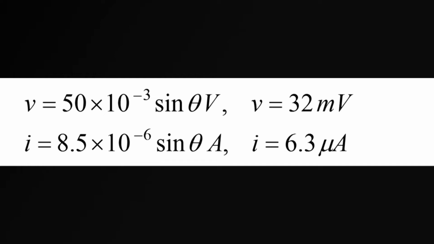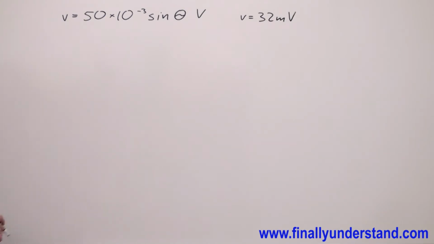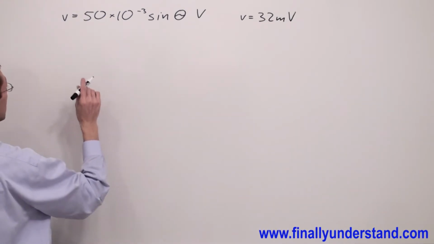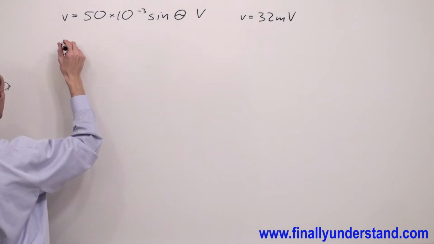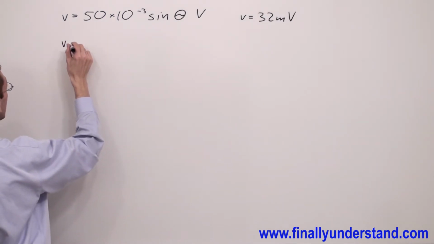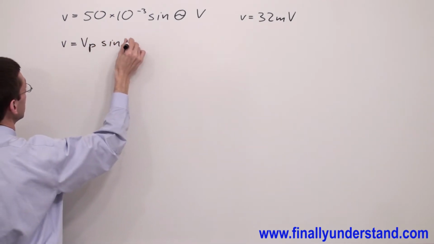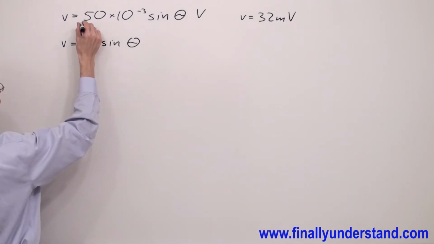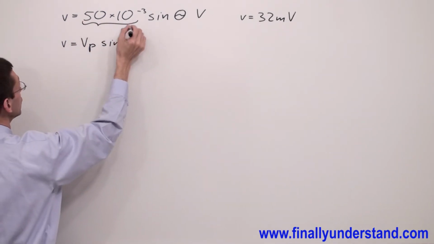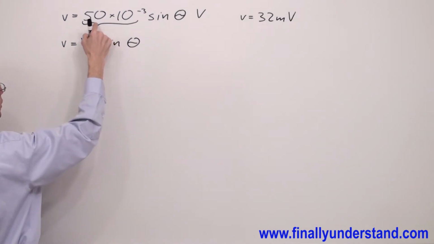Determine the angles at which voltage and current will have specified values. First, we're supposed to remember the formula of the sine wave. The formula is V equals voltage peak sine theta. In our case, voltage peak is given. This is my voltage peak.